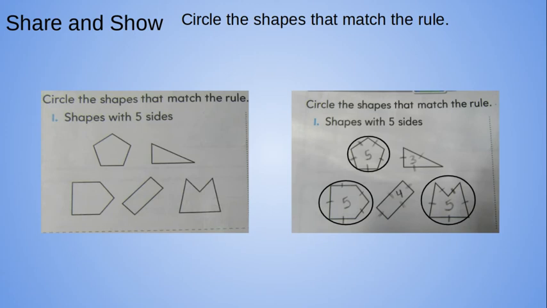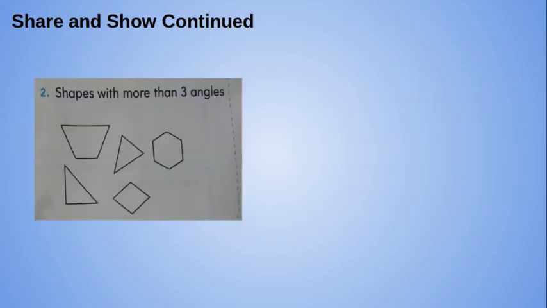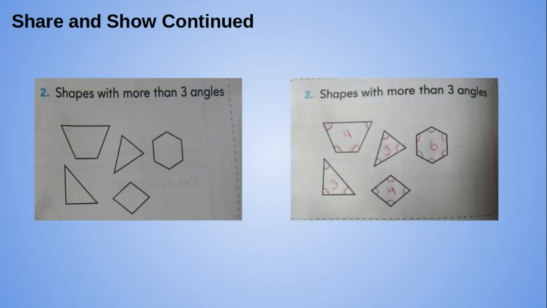Are you ready for the next one? This time we're looking for shapes with more than 3 angles. This time I need to label the angles for this problem. Go ahead, use your pencil, label all of the angles inside the shapes using that half circle, and then go ahead and write the number of angles inside the shape, and then it'll be much simpler to circle your answer. It should look like this.